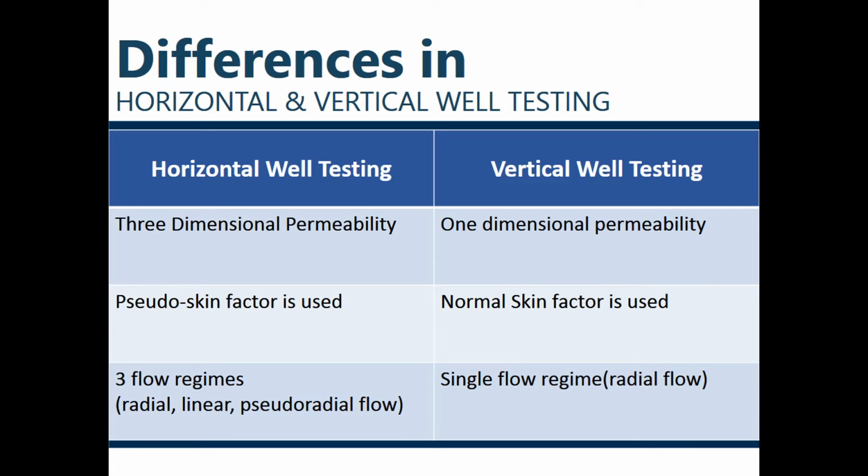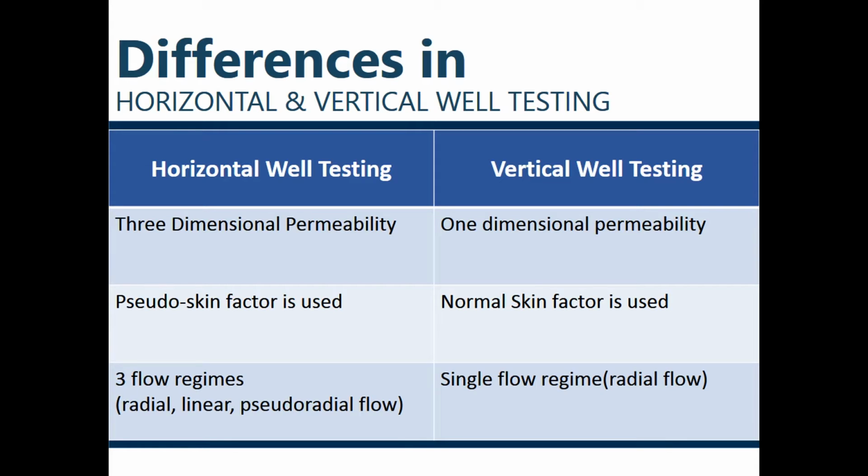Actually, there are three main differences between horizontal well testing and vertical well testing. First of all, horizontal well testing has three-dimensional permeability as opposed to the one-dimensional permeability of vertical well testing. This is because in a horizontal well we have permeability that comes from three directions, which are x, y, z.